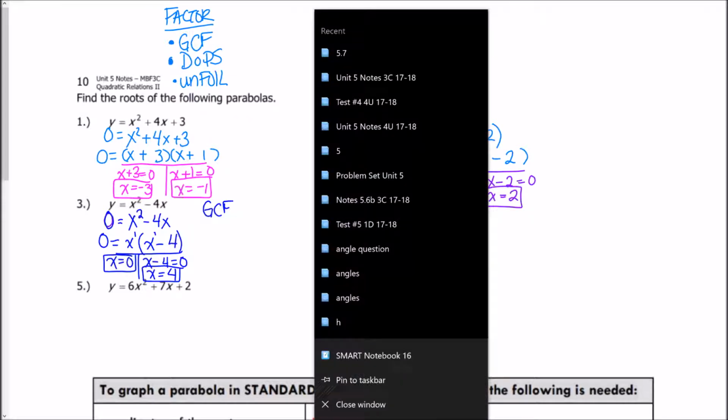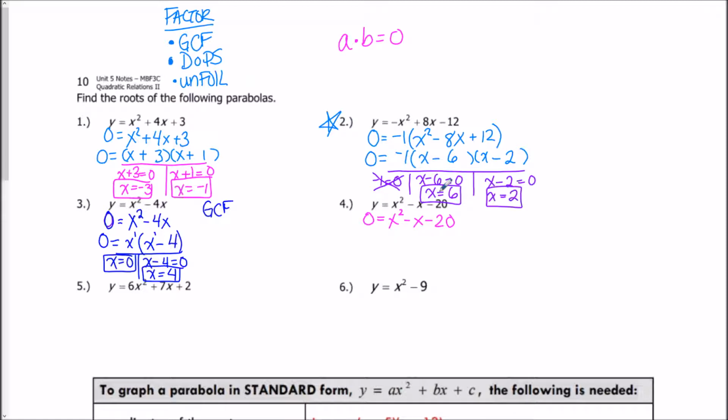There's nothing in common with all three terms right here, so it's not a GCF question. It's not a difference of perfect squares because there are three terms, so I'm going to try to see if I can unfoil it. Okay, so I'm going to use the box for this one. I'm going to fill in that this is x squared, this is negative 20, and I know this has to be negative 1x. So right here, I know that this is going to be an x and an x, because x times x is x squared.